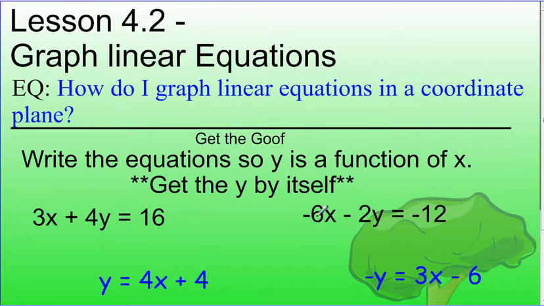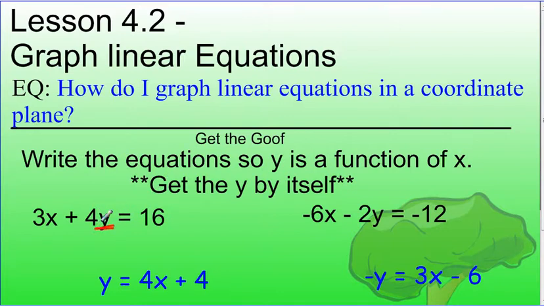Okay, we have two Get the Goofs. Now these Get the Goofs come from the last chapter, chapter 3. Try to take each of these equations and solve for y. So you try to get the y by itself. The way we did this in the past is, since this was the variable we were solving for, we would basically go through those 5 steps.